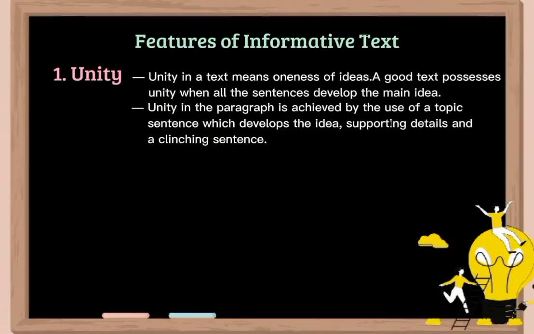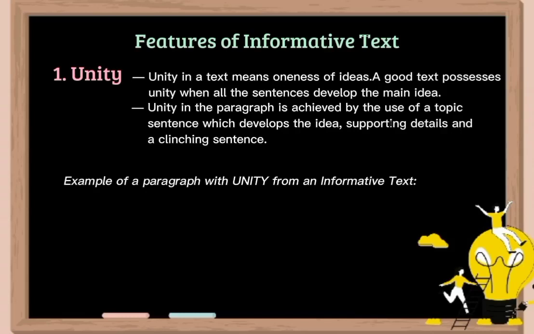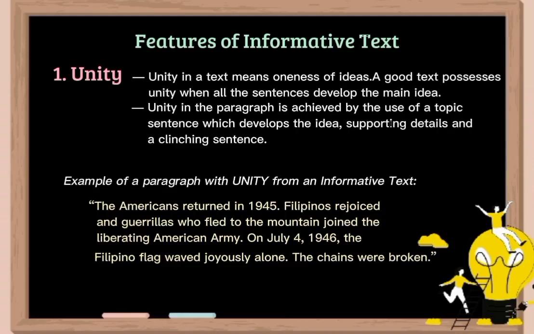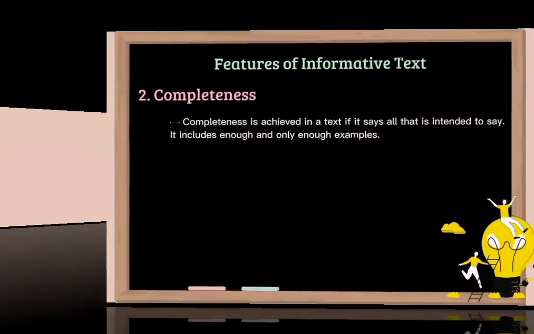Features of informative text. 1. Unity. Unity in a text means oneness of ideas. A good text possesses unity when all the sentences develop the main idea. Unity in the paragraph is achieved by the use of a topic sentence which develops the idea, supporting details, and a clinching sentence. Example of a paragraph with unity from an informative text. The Americans returned in 1945. Filipinos rejoiced; guerrillas who fled to the mountains joined the liberating American army. On July 4, 1946, the Filipino flag waved joyously alone. The chains were broken.